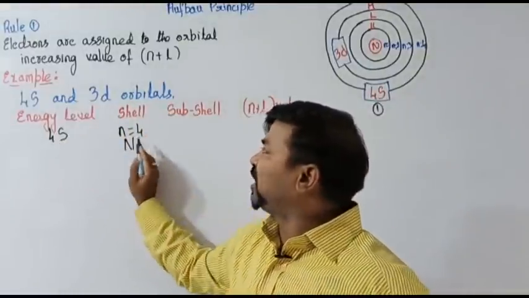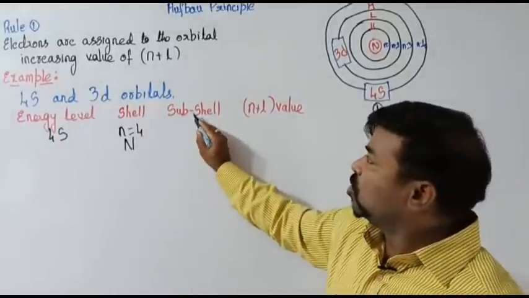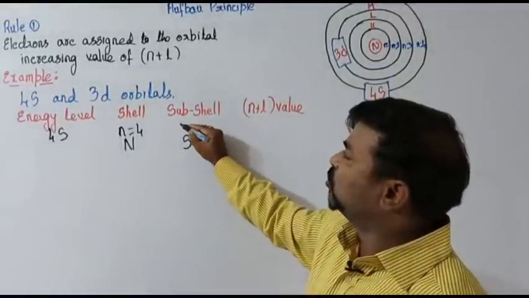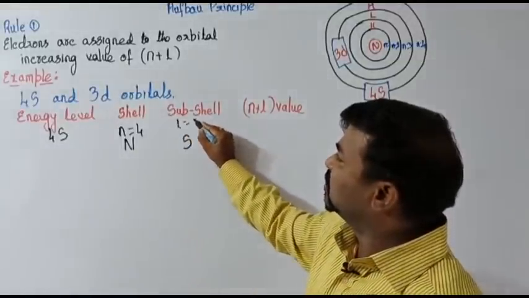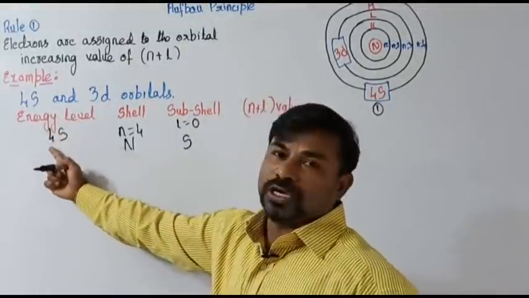By seeing this 4, we can say the principal quantum number is 4 and the shell is 4. Now, what is the subshell we are using? It's s, and the azimuthal quantum number is 0 here. So I repeat, the energy level we are talking about is 4s.